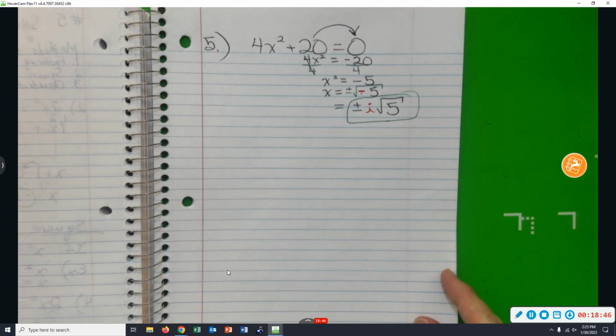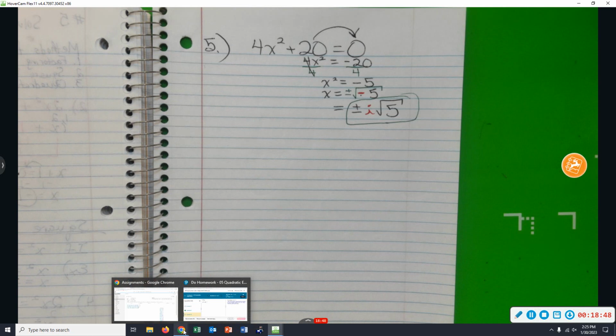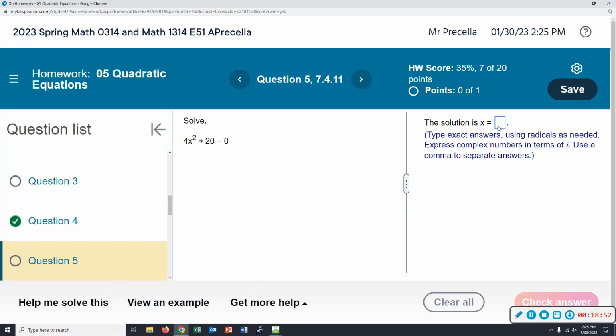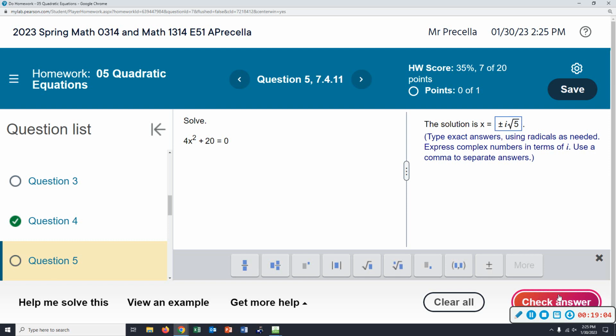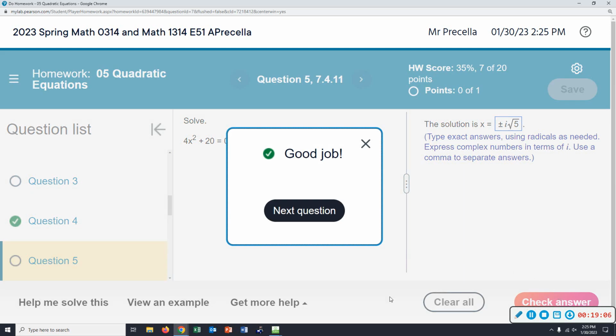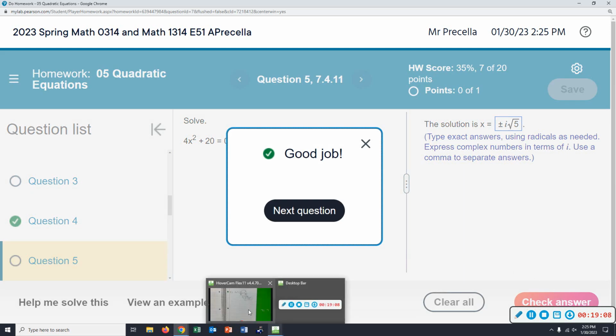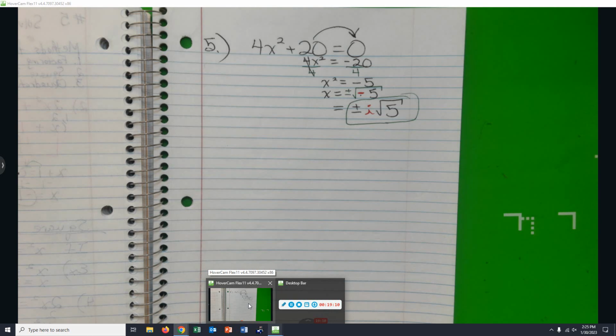Okay. So let me type this one in. Plus minus I square root of 5. So click there. Plus minus. I'll just use the I on the keyboard. Square root of 5. Any questions on that?